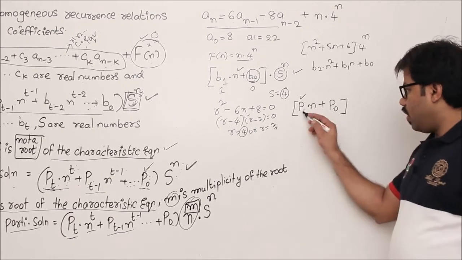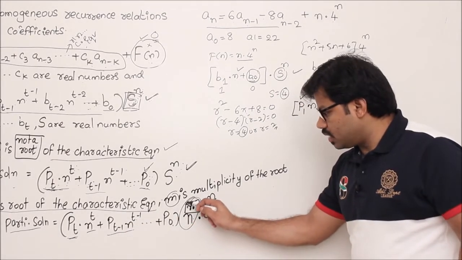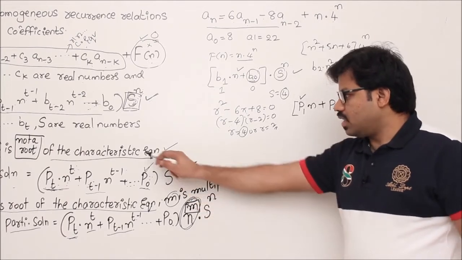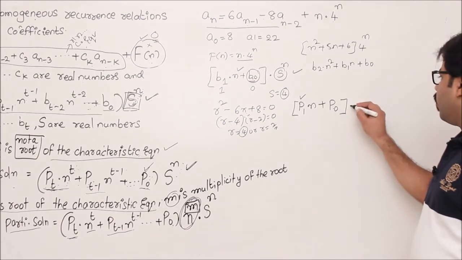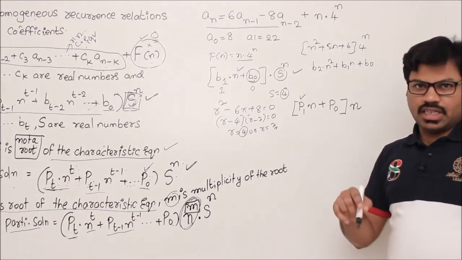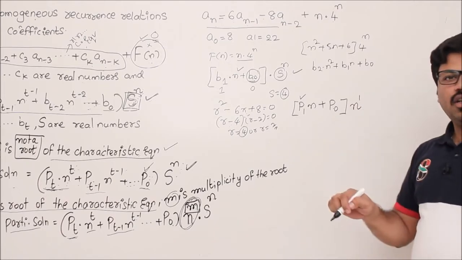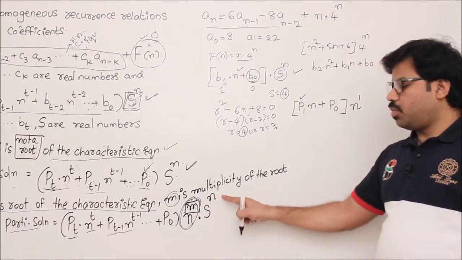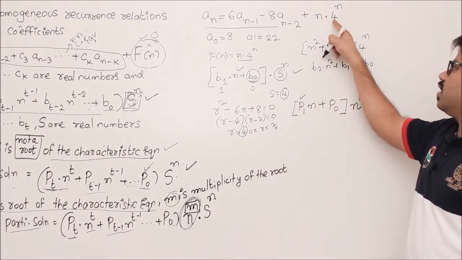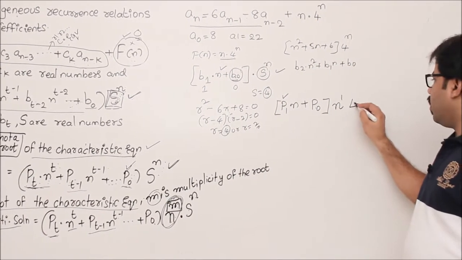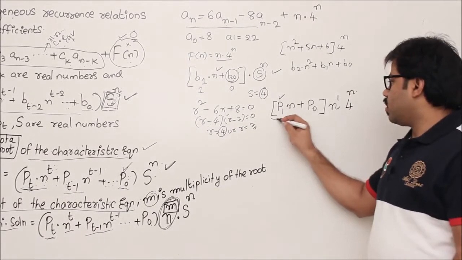So here we have (p1·n + p0), multiplied by an extra factor. If s is not a root, then we don't get n^m, but here we get n^m. Sir, what is m? The multiplicity of that root in the characteristic equation. Since it is repeated only one time, it will be n^1·s^n. Sir, what is s? The same s. In 4^n, s is 4. So directly copy 4^n. So this will be the particular solution.